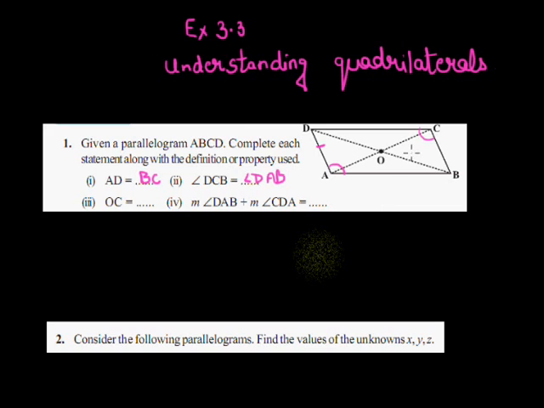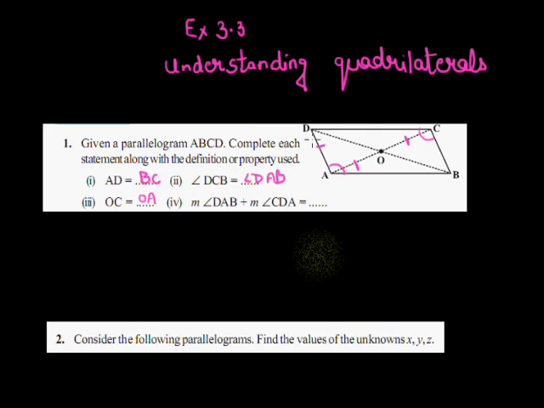Now the next, OC. Now OC will obviously be equal to AO. Why? Because the property of the parallelogram is the diagonals bisect each other. So OC will be equal to OA. Diagonals bisect each other. Now fourth part, the measure of angle DAB plus measure of angle CDA.